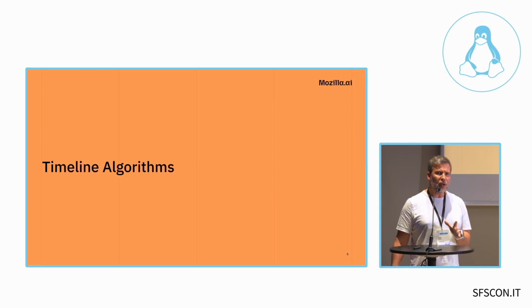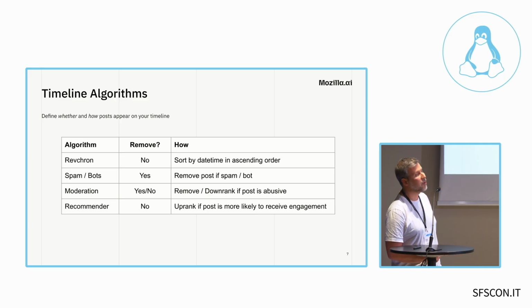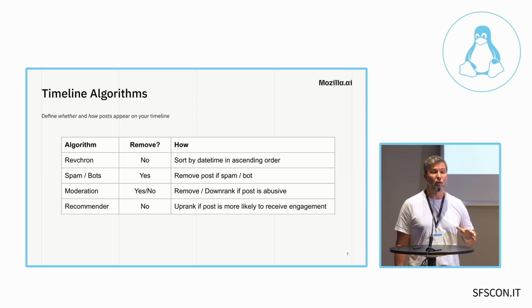So before talking about the tools, I want to tell you a little more about timeline algorithms. So basically, they are those algorithms which define whether something appears in your timeline or not, and also how this appears, in which order, whether it's emphasized or not, and so on. And these are a few that I noted down. There are plenty of them. There are custom ones. These come kind of from the literature. And as you can see, the first one is reverse chronological. I wanted to add this too because it's an algorithm.